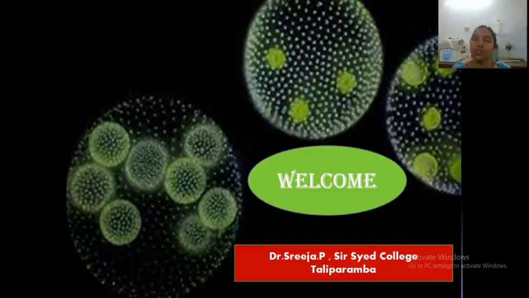In the last class, we discussed the type Chlamydomonas coming under Chlorophyceae, and you studied the structure of Chlamydomonas and also how it reproduces asexually. So we are moving to the second part of that reproduction, that is sexual reproduction in Chlamydomonas.